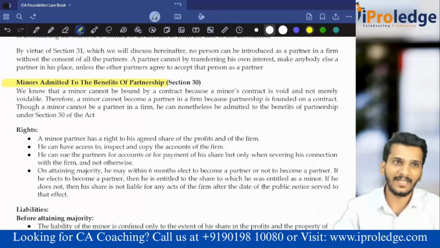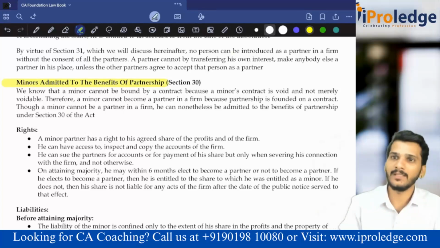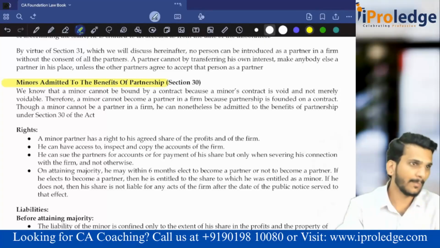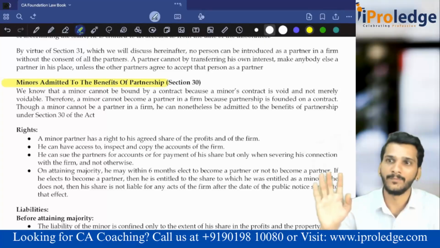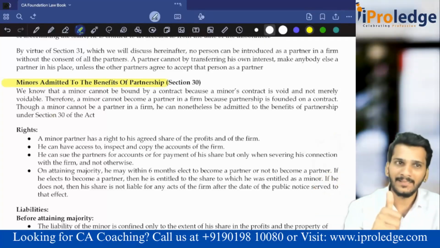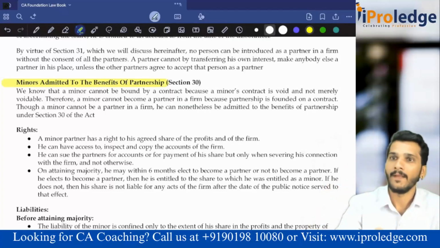Second case: within 6 months, the minor, who has recently become a major, does not give approval either to accept or reject, then he will be deemed to become a partner of the partnership firm. If he replies, yes, I become the partner, yes, he will be a partner. If he does not reply within 6 months, again he will still be deemed a partner.